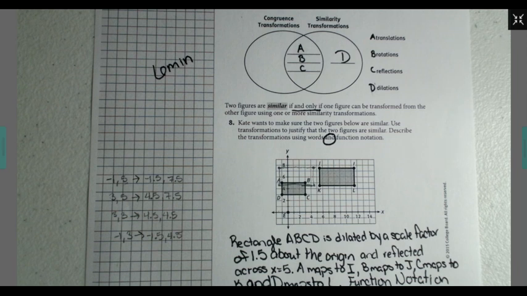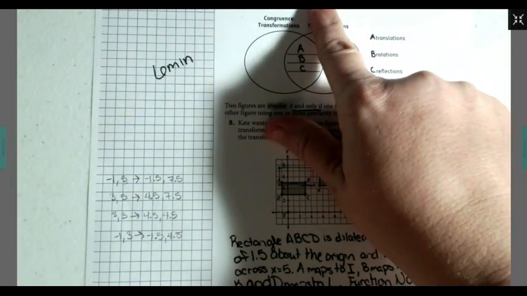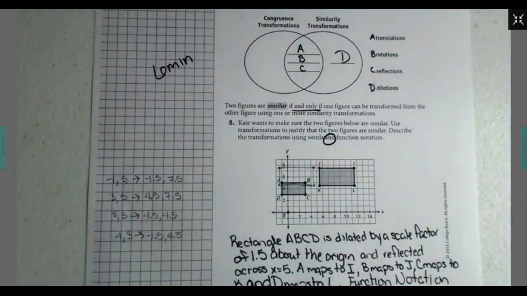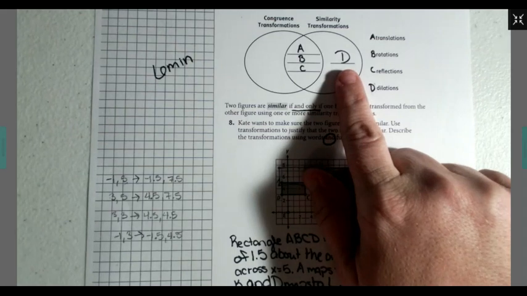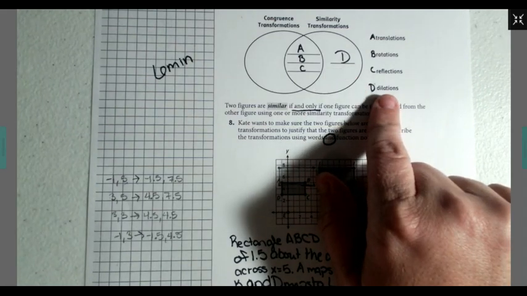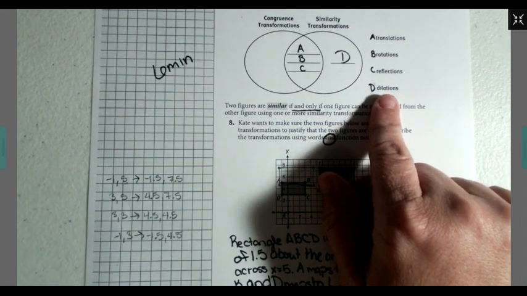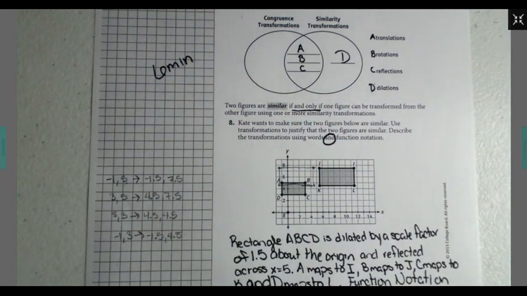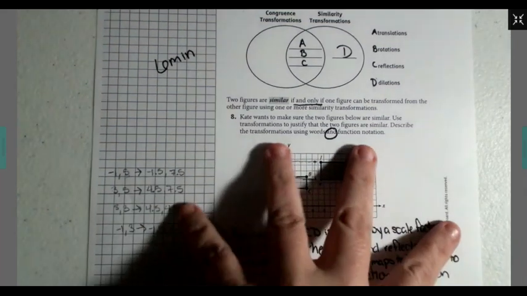Now, remember that similarity transformations are things that contain the same shape. So D is same shape only. Dilations are same shape only. They do not preserve our size, which would make it a congruency. Now, on to number 8.